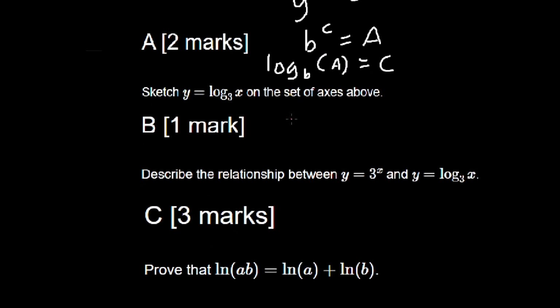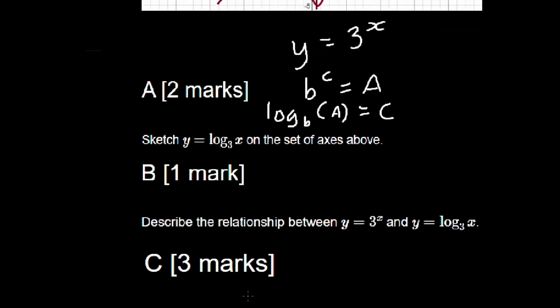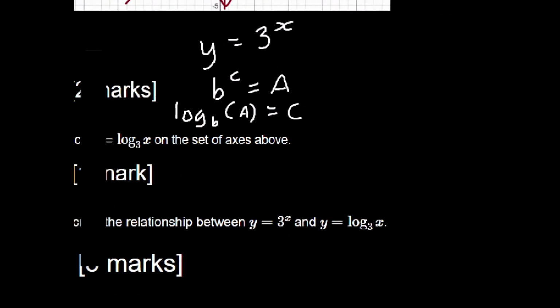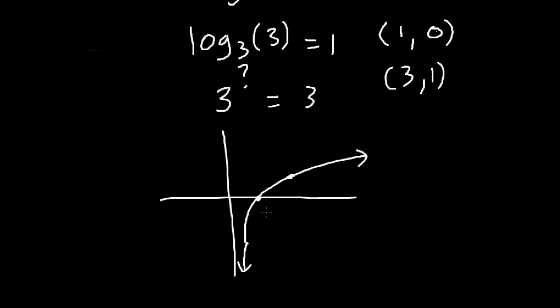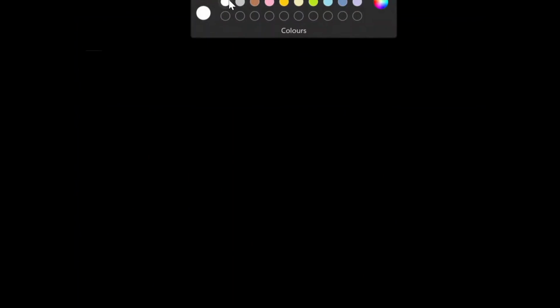Part B just says, describe the relationship between them. What I said before is that it's really a reflection. They're inverse functions. They're a reflection along the line y is equal to x. So what does it mean that they're inverse functions? Let's go back down to here, and this can be our part B.